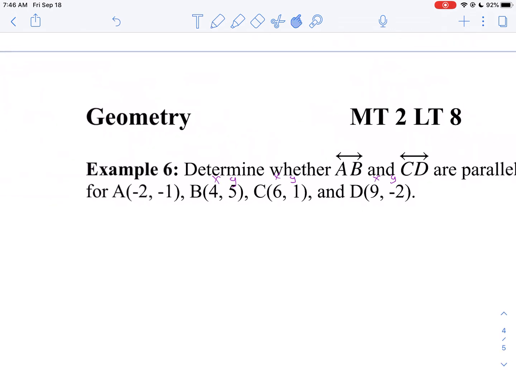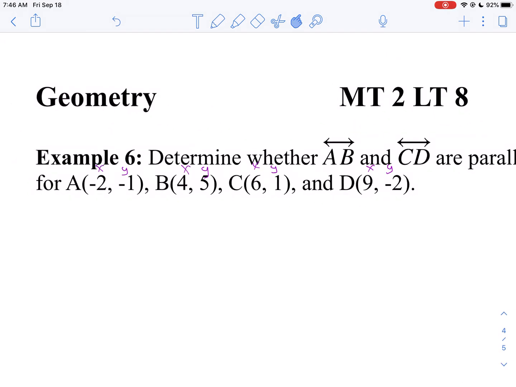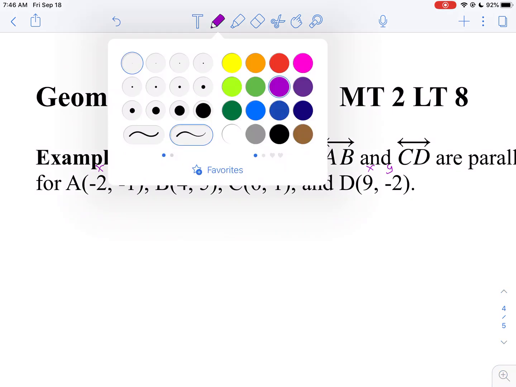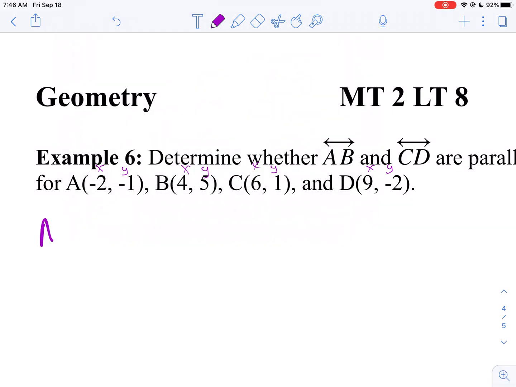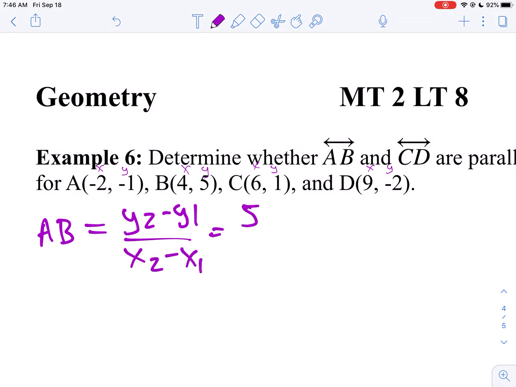Now, let's find the slope of AB. So for slope, it's y2 minus y1 over x2 minus x1. So 5 minus a -1 over 4 minus a -2. When you subtract a negative, we add. So 5 plus 1 is 6. 4 plus 2 is 6. 6 divided by 6 is 1.